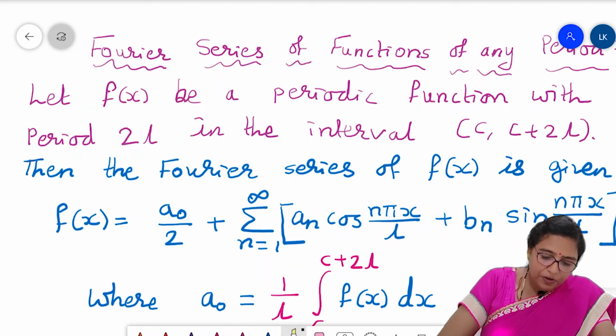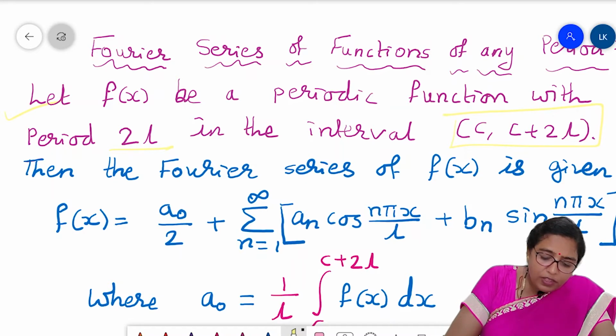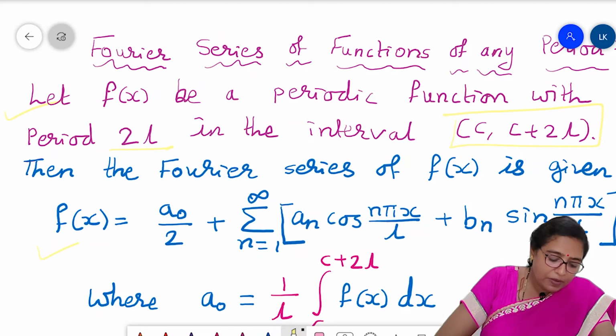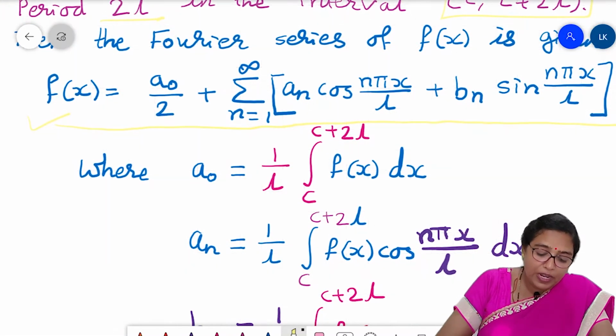Let f(x) be a periodic function with period 2l in the interval c to c plus 2l. Then the Fourier series of f(x) is given by, remember this formula for solving the example. f(x) is equal to a0 by 2 plus summation n is equal to 1 to infinity a_n cos(n pi x upon l) plus b_n sin(n pi x upon l). The coefficient a0 is equal to 1 upon l integral c to c plus 2l f(x) dx.